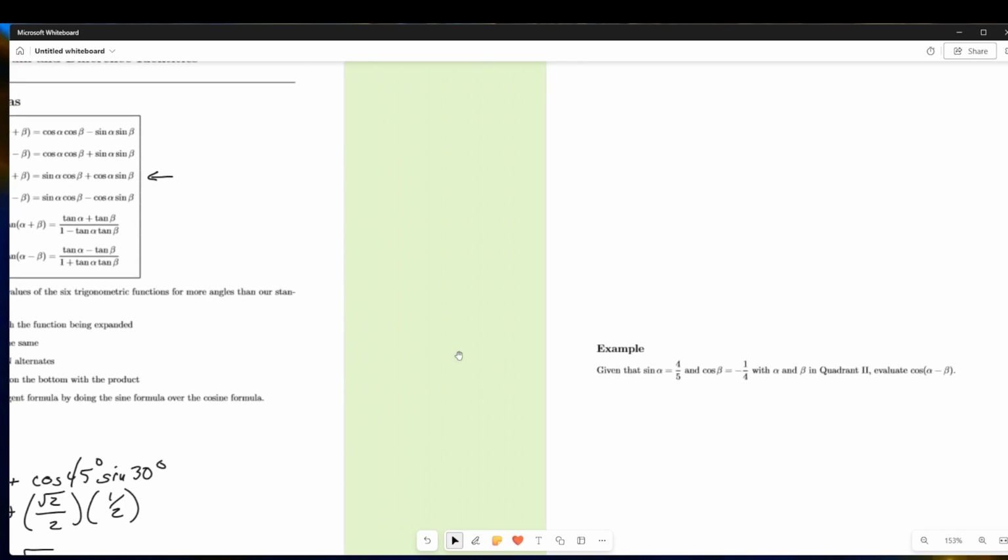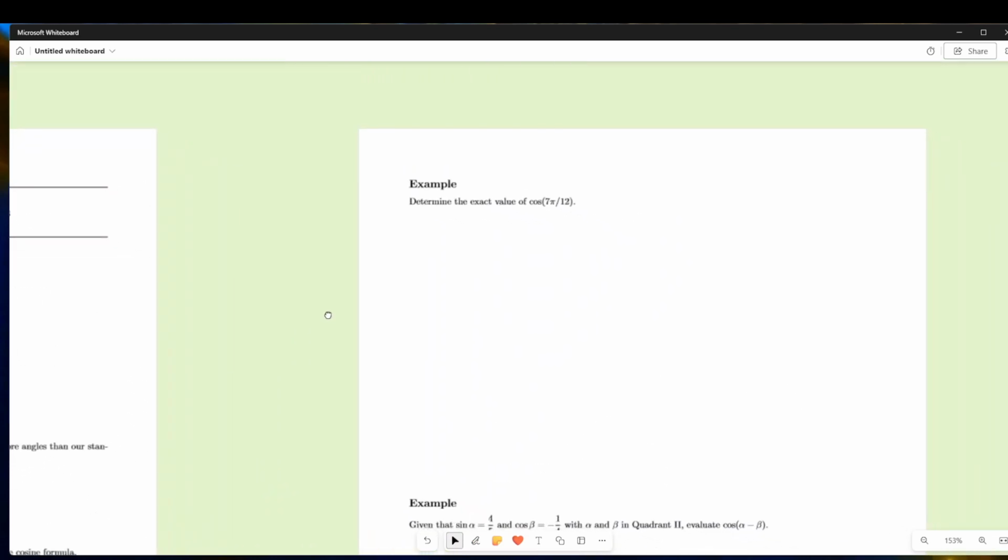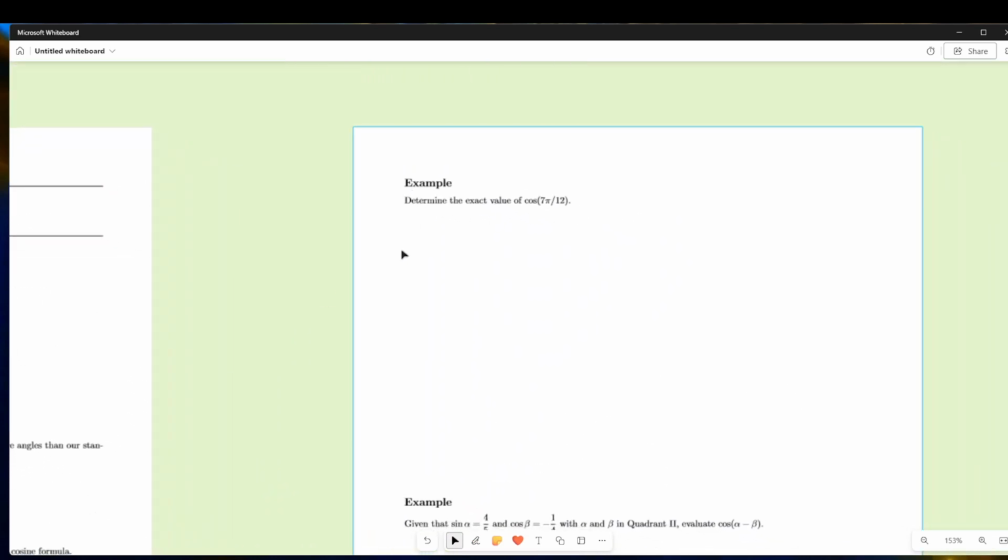For example, if we jump up here, we want to find the exact value of this cosine of 7 pi over 12. Well, I don't know anything about pi over 12s. I know about pi over 3s, I know about pi over 4s, pi over 2s, pi over 6s. So we'd have to break this up into something that's got pi over 4s, pi over 3s, pi over 6s, the ones that we know.